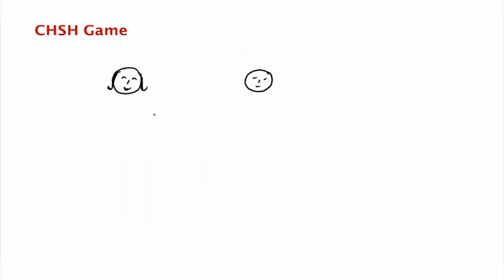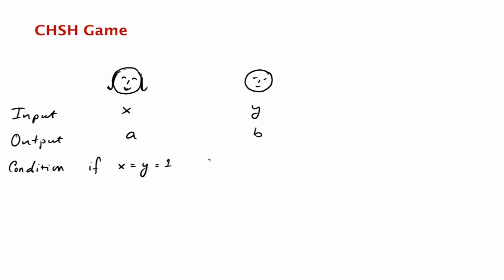Alice and Bob get as inputs bits X and Y. The output bits are A and B. And the condition that they must satisfy is: if X equals Y equals 1, then A is not equal to B, else A is equal to B. So now let's go through and understand exactly why this cannot be satisfied in any sort of classical-like scenario.